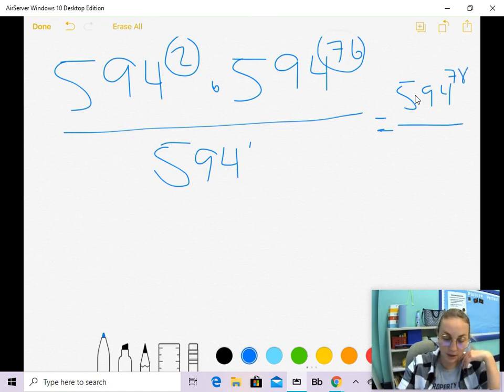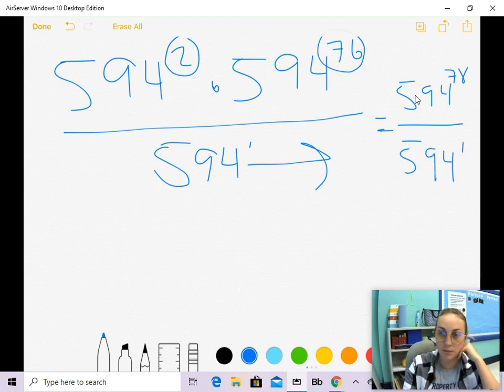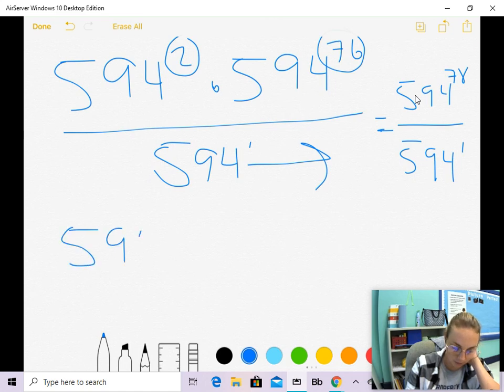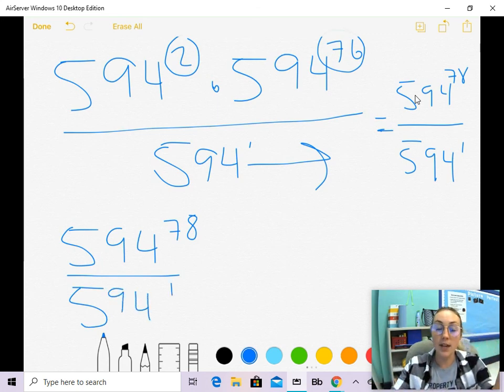And then we can bring this denominator back over here. So this will be 594 to the first power. Let me bring this down here just to make it look prettier, because it's probably hard to read. And here we go. Now that it's in a division problem, we can go ahead and subtract the exponents.